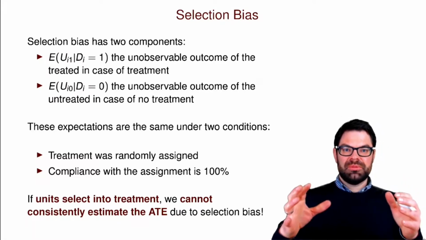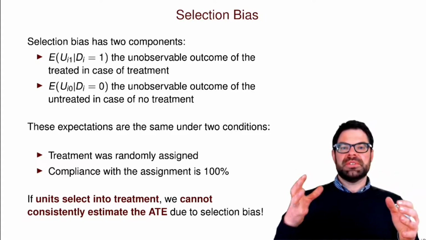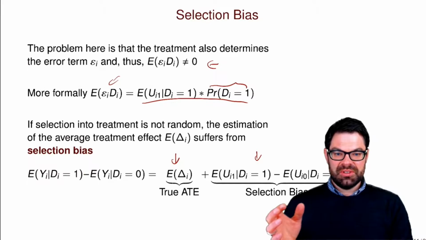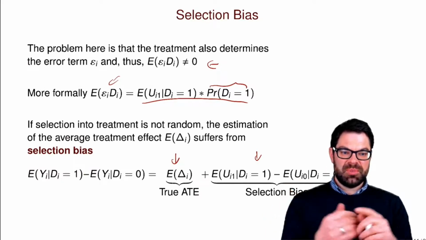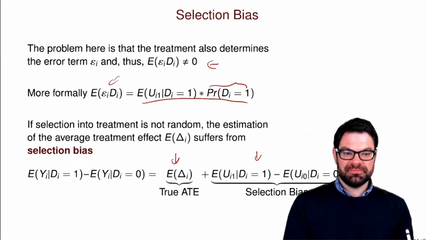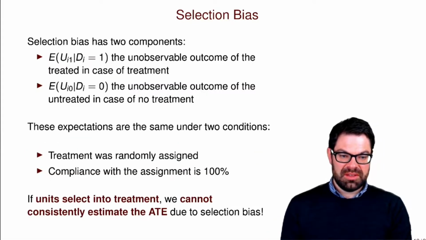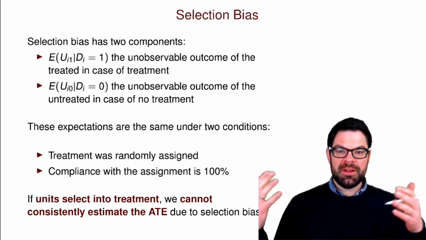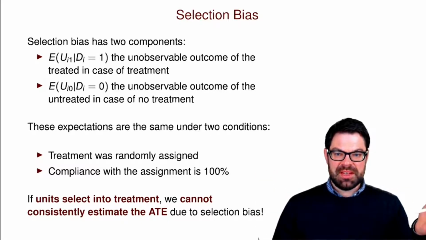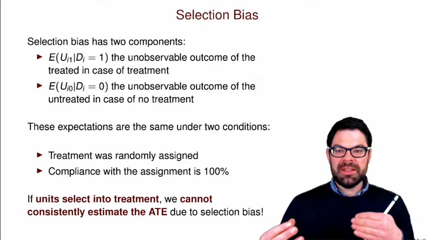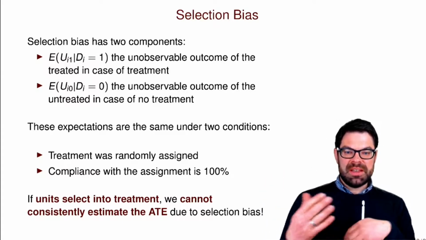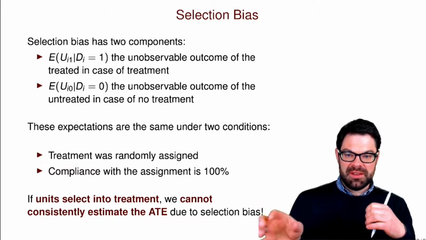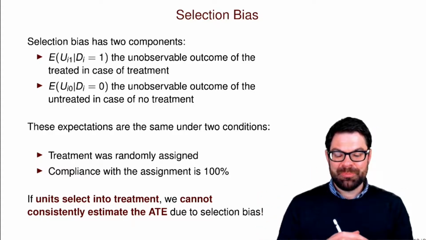So if you do a naive comparison of those who chose to get treated and those who didn't, what you get is the true effect plus a selection bias. That's the important insight here. And now we can think about, well, how can we eliminate this selection bias? To eliminate it, those two expectations have to be the same. They have to be 0, or the one minus the other has to be 0, or both together 0.